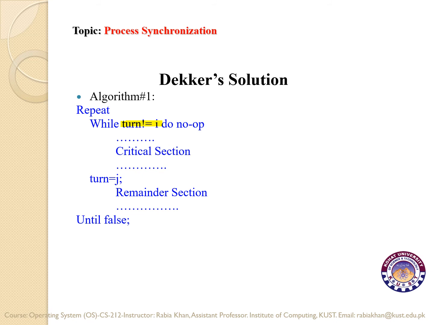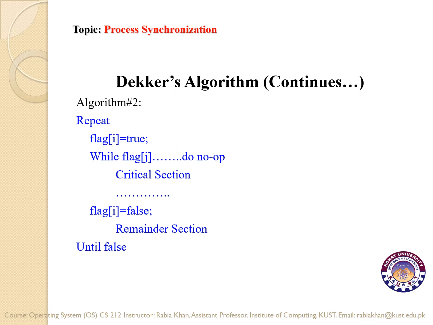But since one requirement or condition is not met, this algorithm is not considered a valid or complete solution to the critical section problem. Decker then proposed another algorithm in which the use of flag is visible.